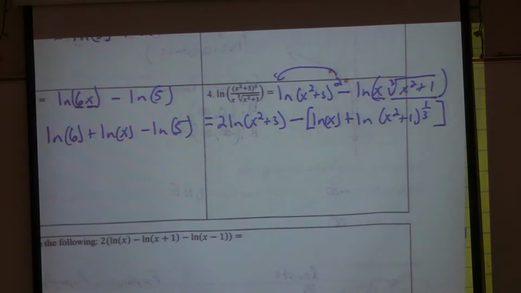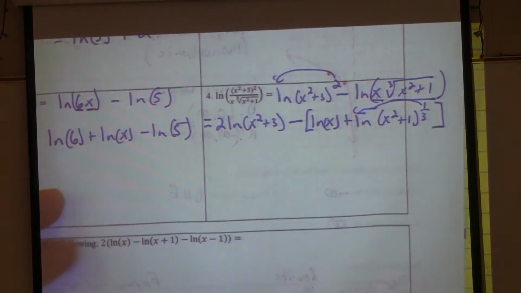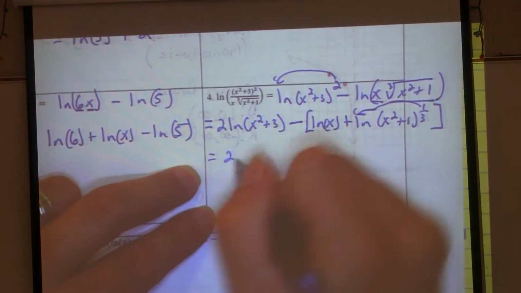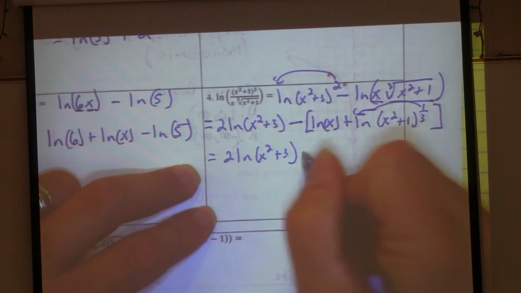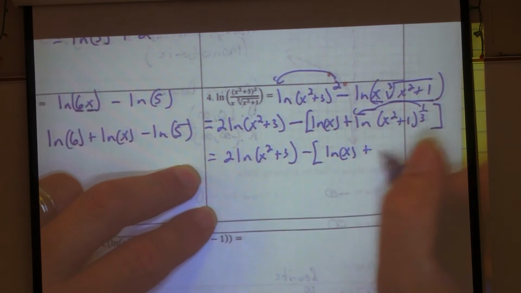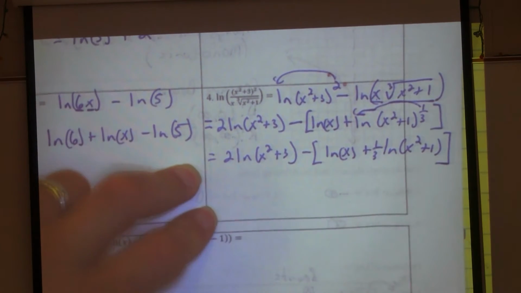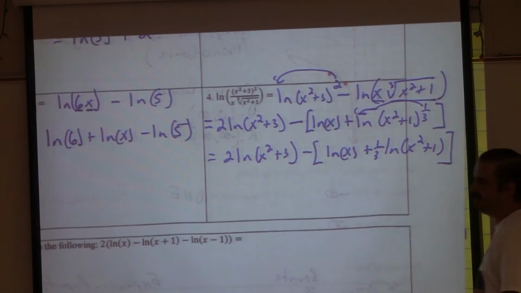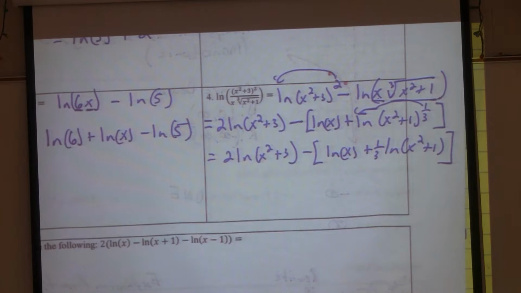Now what could I do with that 1/3? Send them to the front. Some of you can do that already in your head because you're really good at working with logs. Some of you can't, so you need to show every step, right? Whatever level you're at is what steps you can skip. So this will become 1/3 ln of x squared plus 1. If you need to show step by step, then do it. One process at a time. Cool? Got it?